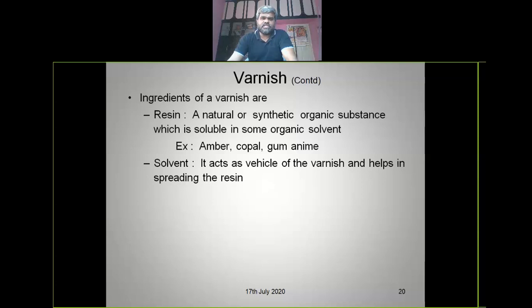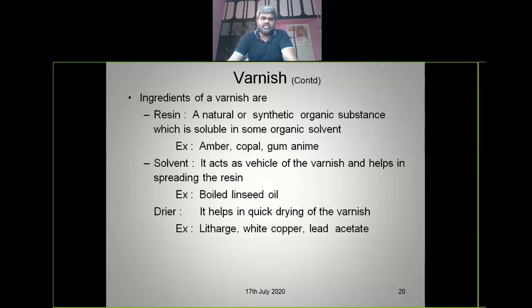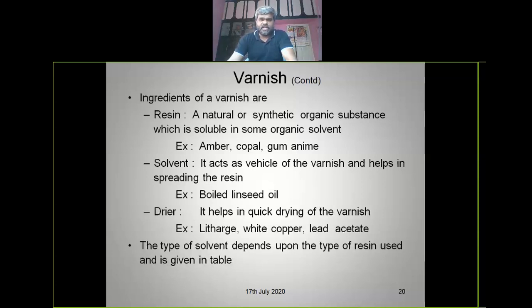So the ingredients of varnishes are resin, solvent, and dryer. Resin means a natural or synthetic organic substance which is soluble in some organic solvent, like amber, copal, gum, and so on. Solvent acts as a vehicle of the varnish and helps in spreading the resin. Boiled linseed oil. Dryer helps in quick drying of the varnish. Litharge, white copper, and lead acetate are the different examples.